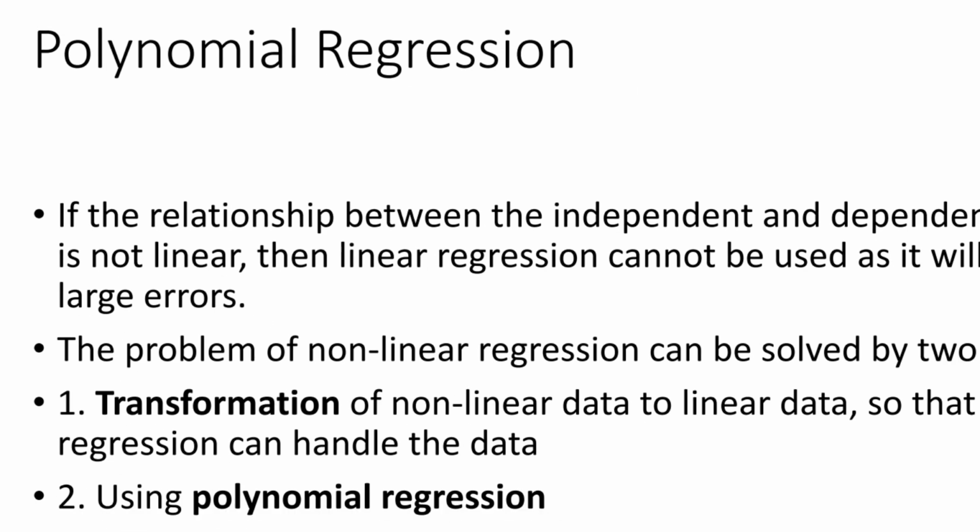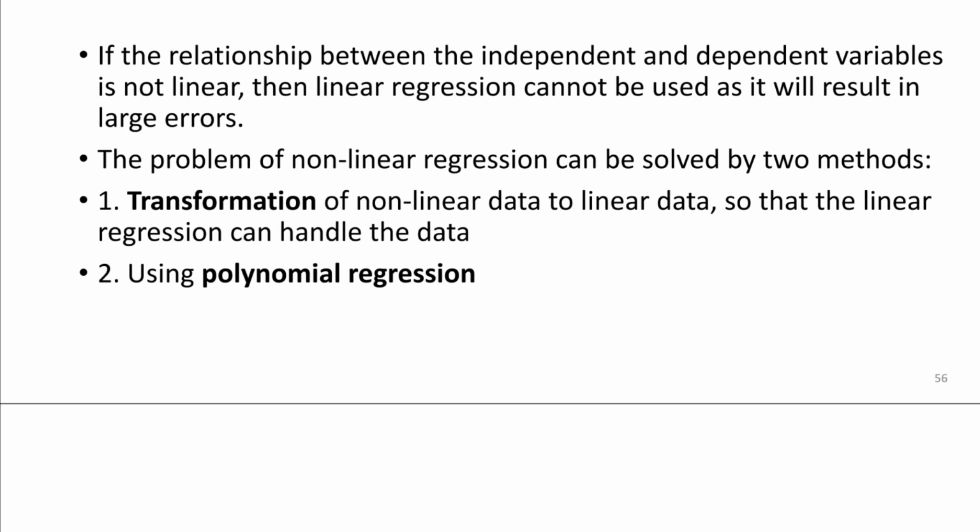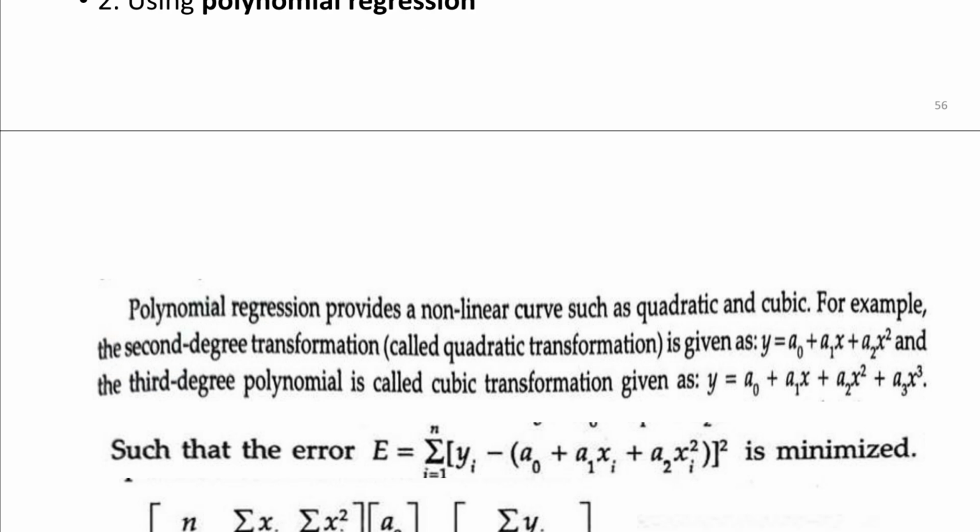If the relationship between the independent variable and the dependent variable is not linear... In the case of linear regression, the relationship is linear, as we saw the line is a straight line. But in the case of polynomial regression, it is non-linear, depending on the degree of the polynomial. The problem of this non-linearity can be solved by two methods. One is the transformation method. The second one is polynomial regression. Here we are concentrating on polynomial regression.